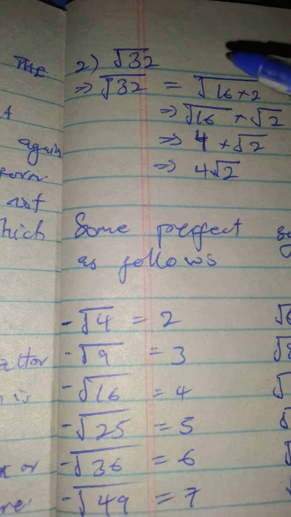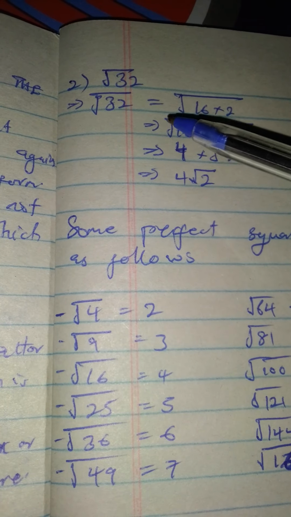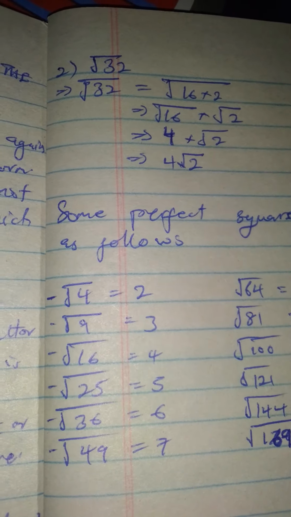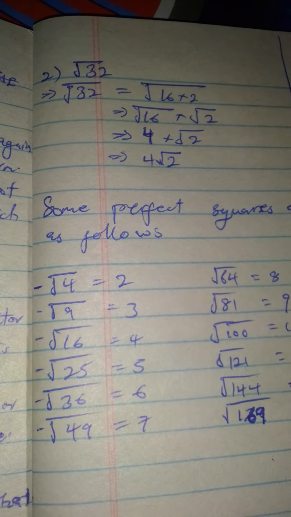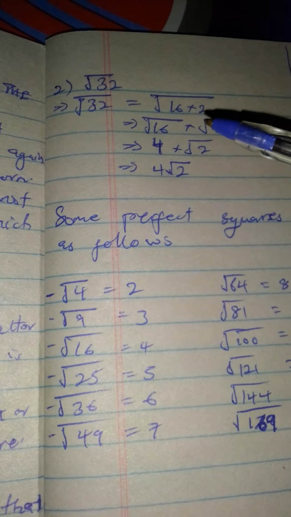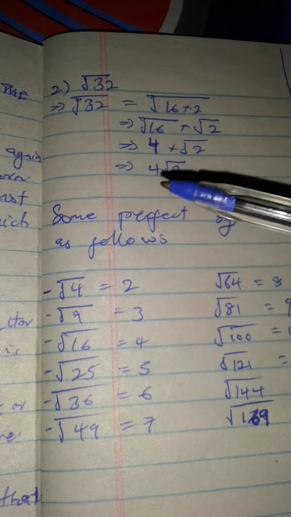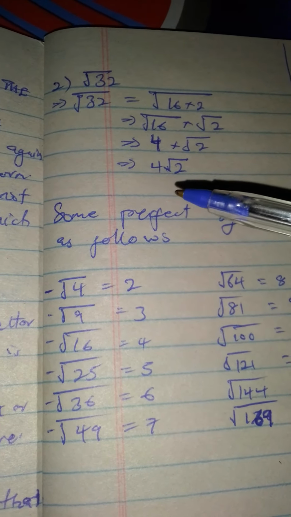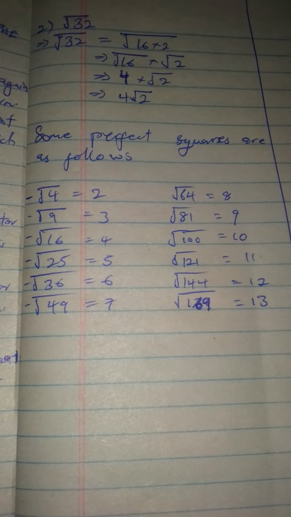Then let's look at the next example. It says we should simplify root 32. We know 16 times 2 gives 32, where 16 is a perfect square. So here we proceed by expanding them. We have root 16 times root 2. And root 16 is 4, because 4 raised to the power 2 gives 16. Therefore, we get 4 root 2. That is it.